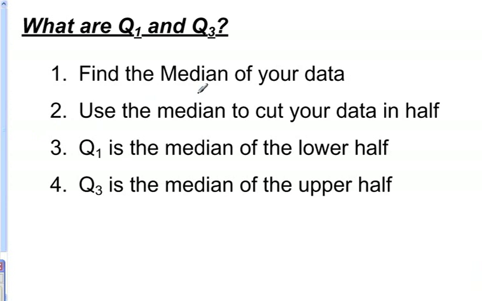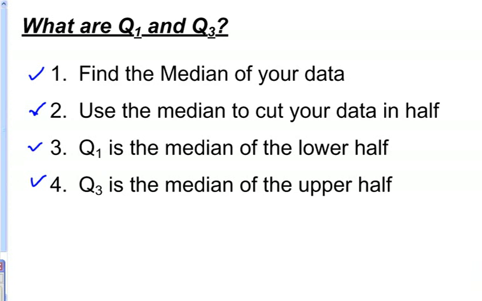So here's really what Q1 and Q3 are, the steps that we need to follow. The first thing we need to do is find the median of our data. Remember, to find the median, we list our data in order from smallest to biggest and then pick out the middle number. If there is no middle number, if there are 2 numbers in the middle, we average them. Once we find the median, it cuts our data set in half. Then we find the median of each of those halves. That's what Q1 and Q3 are. Q1 is the median of the lower half, and Q3 is the median of the upper half. That's the main process.